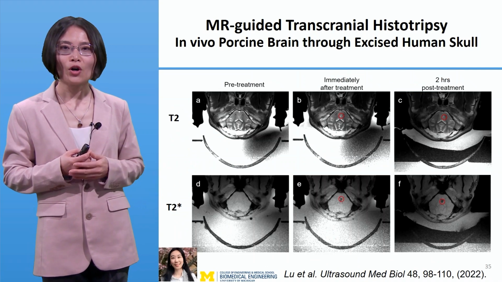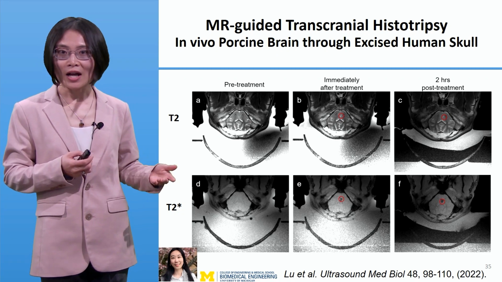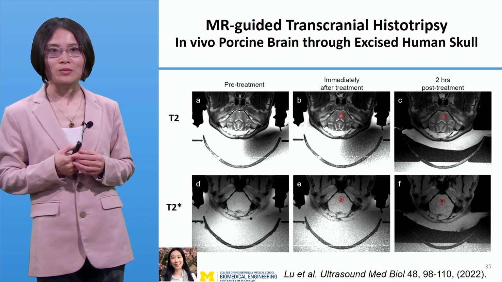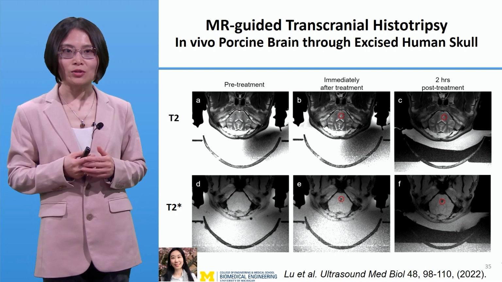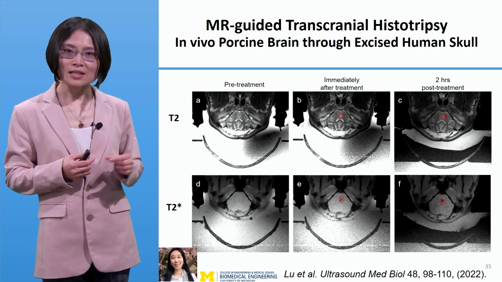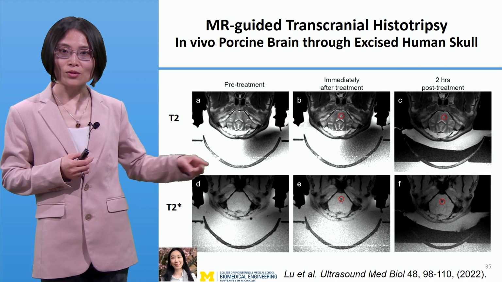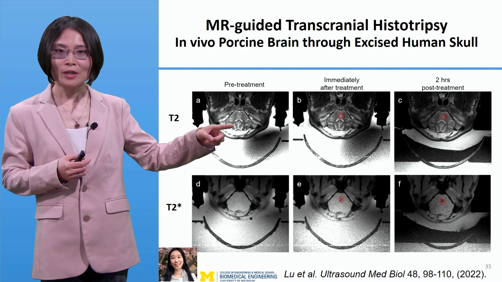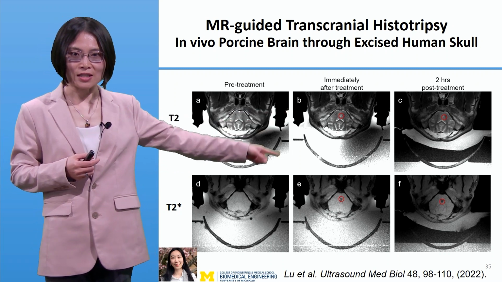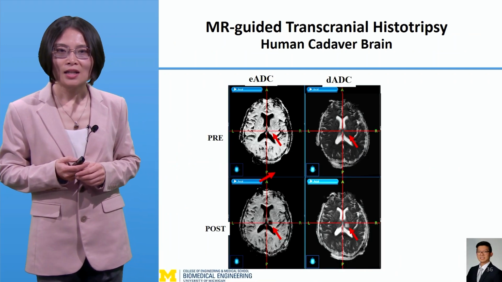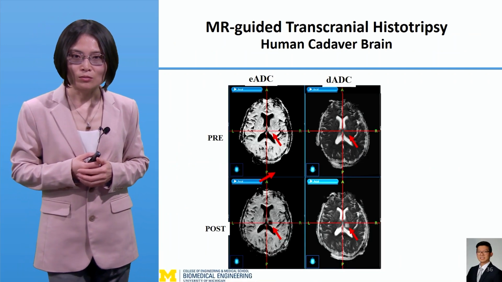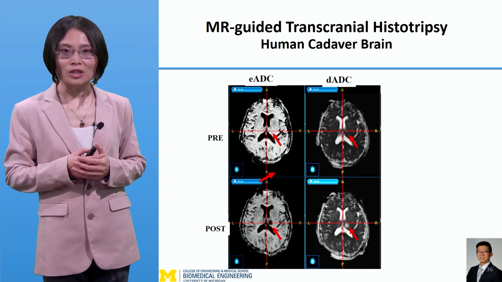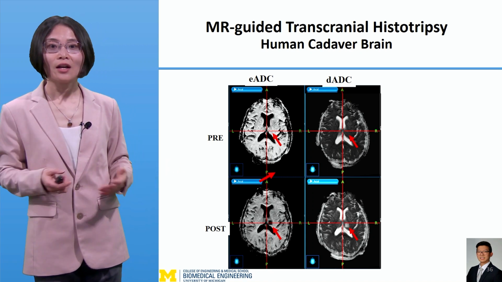Here is an example where, guided by MRI in real time, using an MRI-compatible transcranial histotripsy array, the same 360-element array I showed you earlier, we treated through excised human skull, shown on the MRI image here, into the live pig brain to create clear lesions. In another study that we have done more recently, transcranial histotripsy was used to treat into the human cadaver brain through the skull.